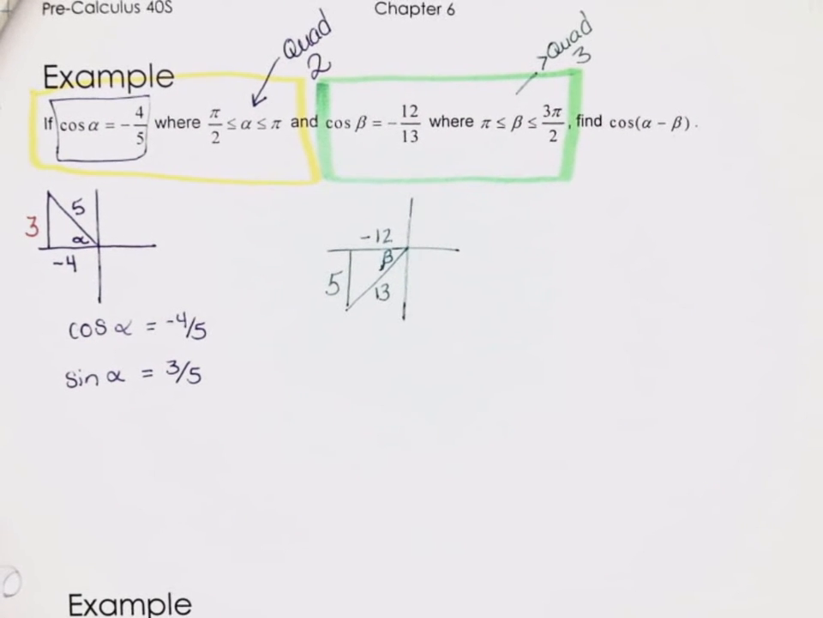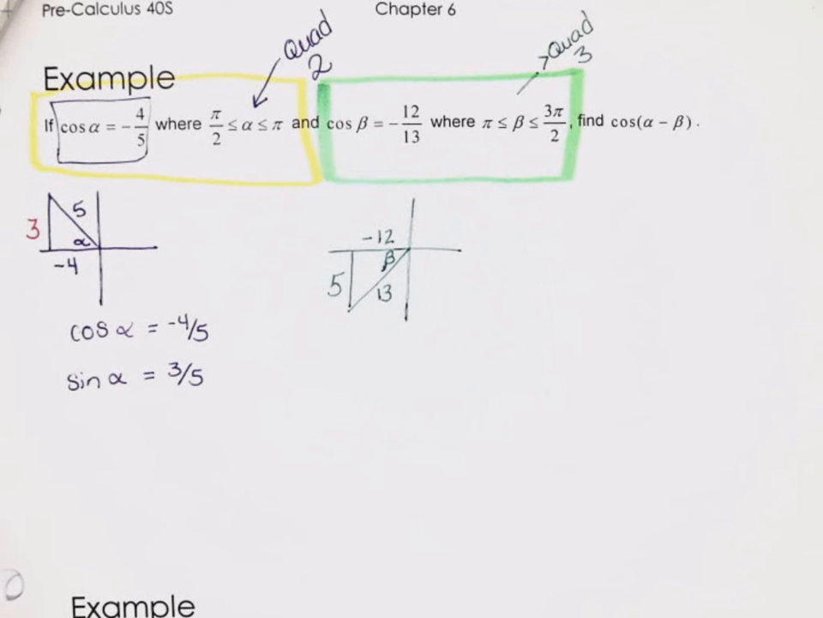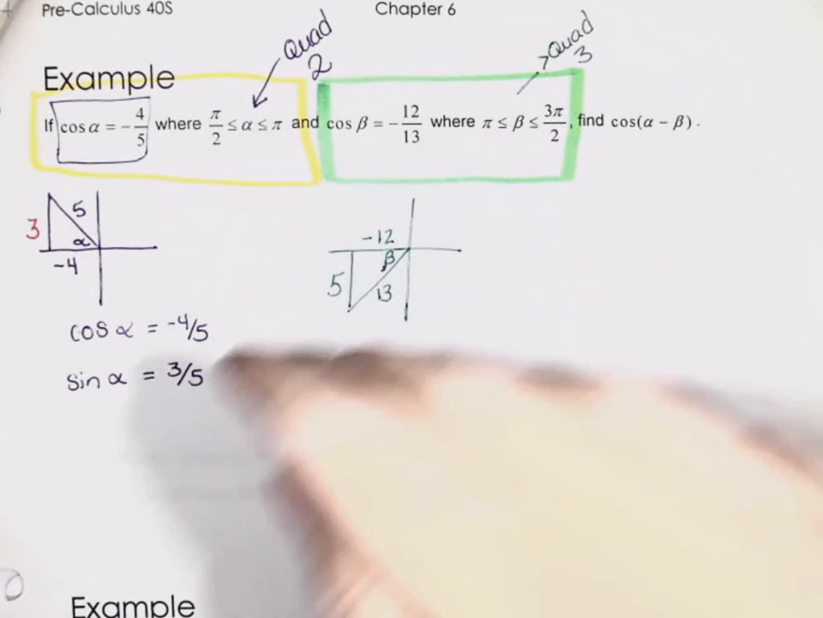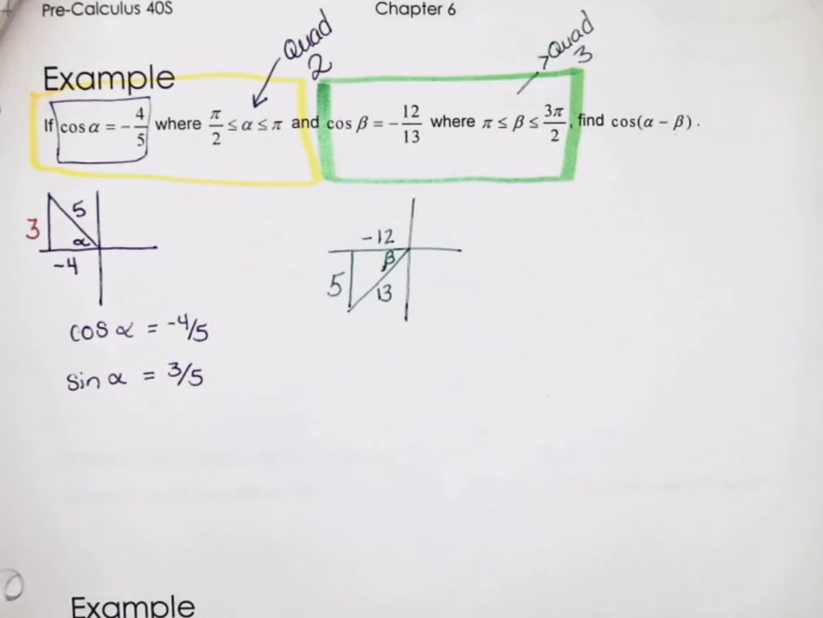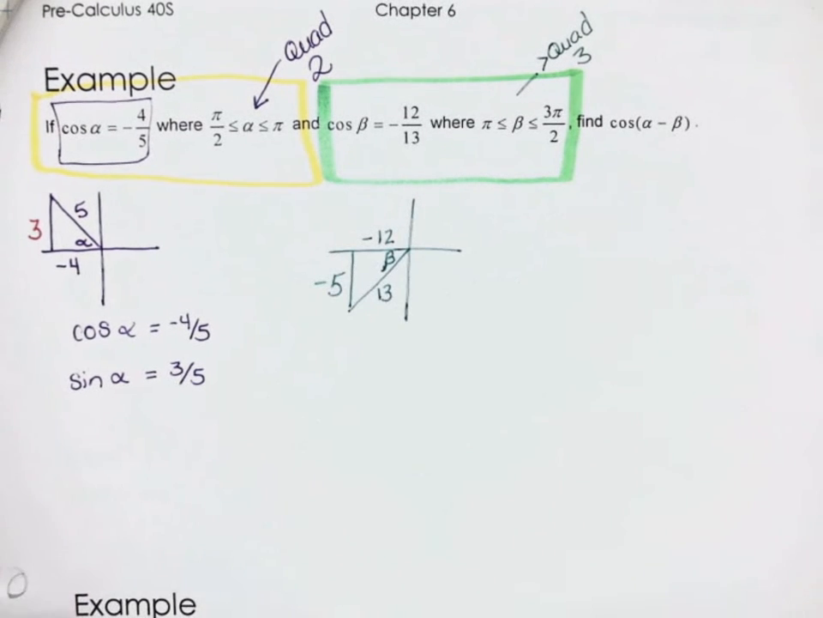Yeah, sure. I feel like the screen pen is not showing up very well. That's a little bit better. You're right. It would be negative 5. Thank you. Good catch.